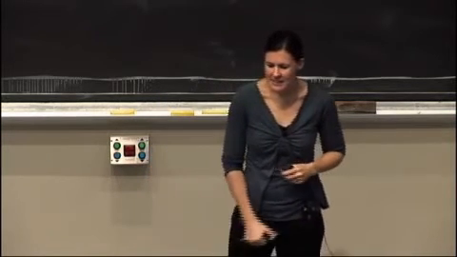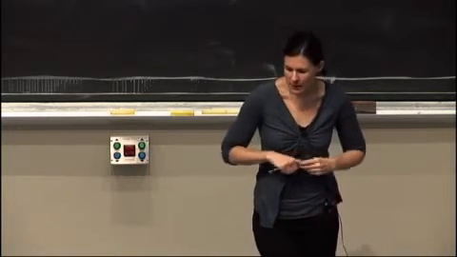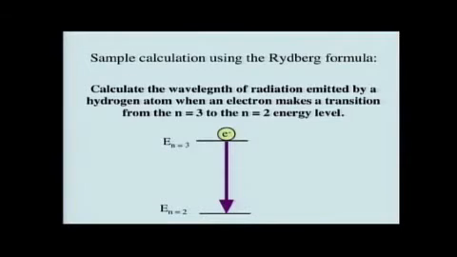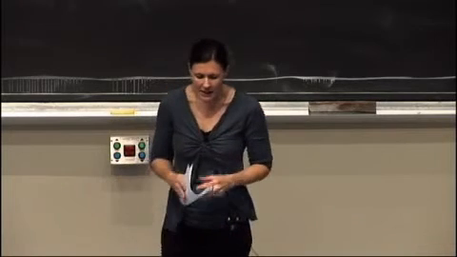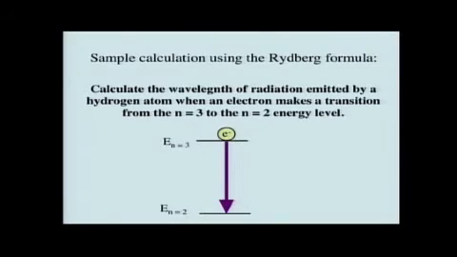So let's do a sample calculation now using this Rydberg formula, and we'll switch back to emission. The reason we'll do that is because it would be nice to actually prove what we just saw here and calculate the frequency and the wavelength of one of the lines we saw. So let's calculate what the wavelength of radiation would be emitted from a hydrogen atom if we start at the n equals 3 level and go down to the n equals 2 level.